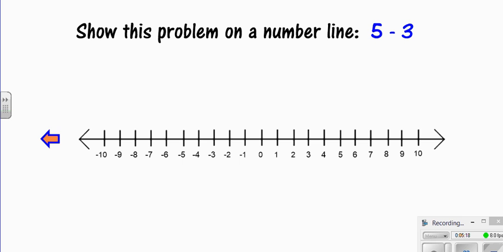5 minus negative 3? All right. Okay, let's do it, right? We're going to go dot, dot, dot, dot, dot. We're going to come over here. All right, 5 is right here. Draw that line. Put a little label there. Okay, there's our 5. But now it says minus 3, right?